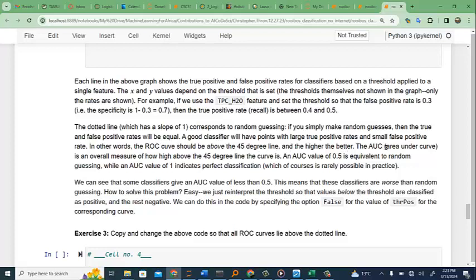The AUC, area under curve, is an overall measure of how high above the 45-degree line the curve is. So you may see AUC in some papers or some other classification literature. So this is what AUC is. An AUC value of 0.5 is equivalent to random guessing, while an AUC value of 1 indicates perfect classification, which almost never happens. Okay? We can see some of the classifiers give an AUC value less than 0.5, which means these classifiers are worse than random guessing. How to solve this problem? Well, you can read this.